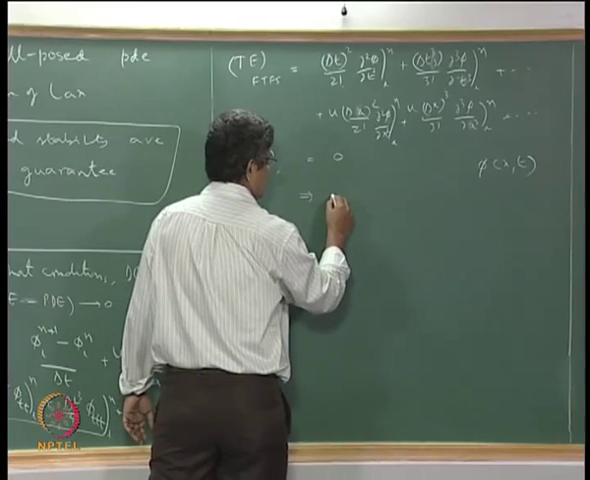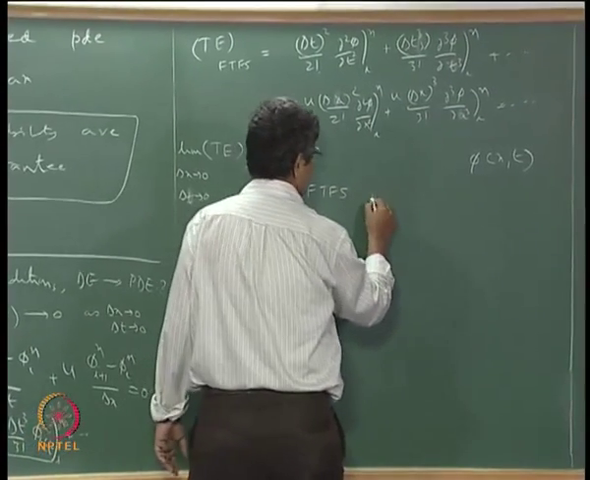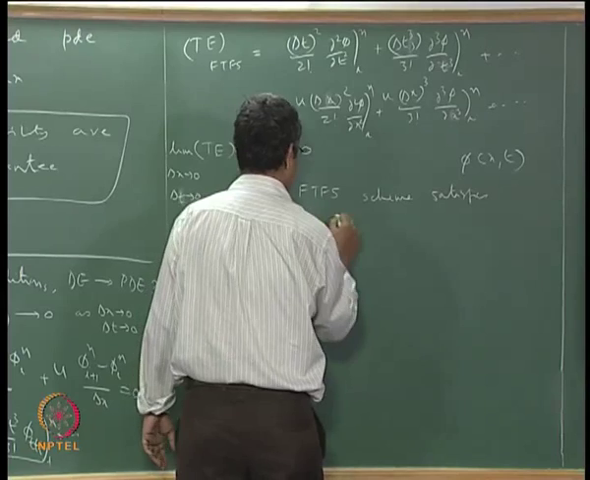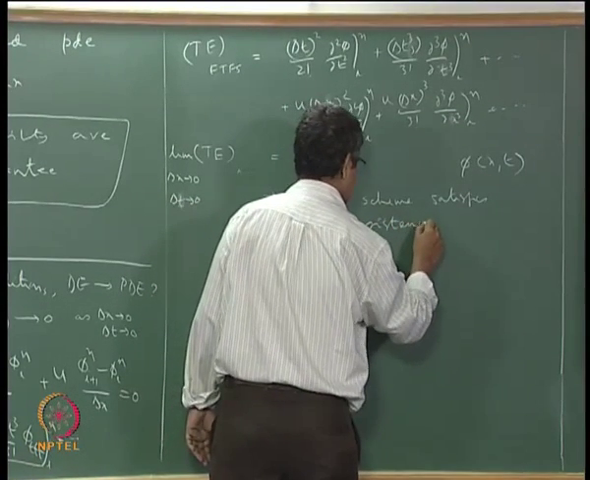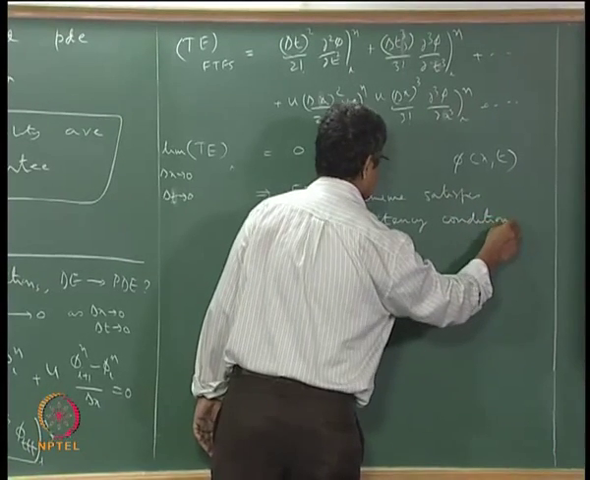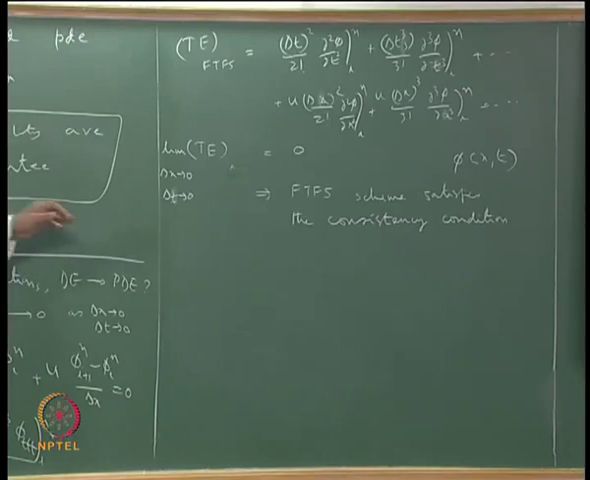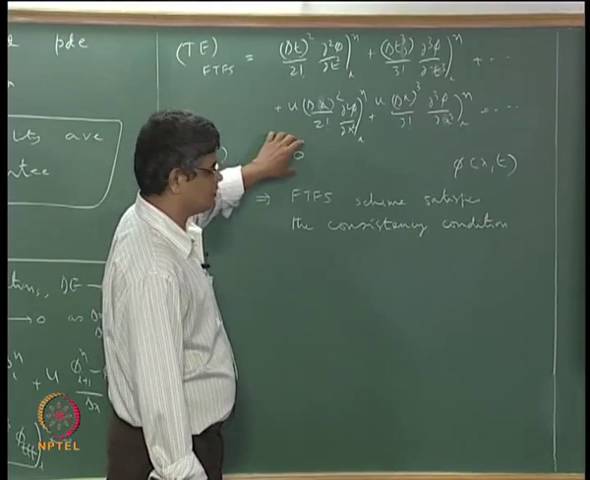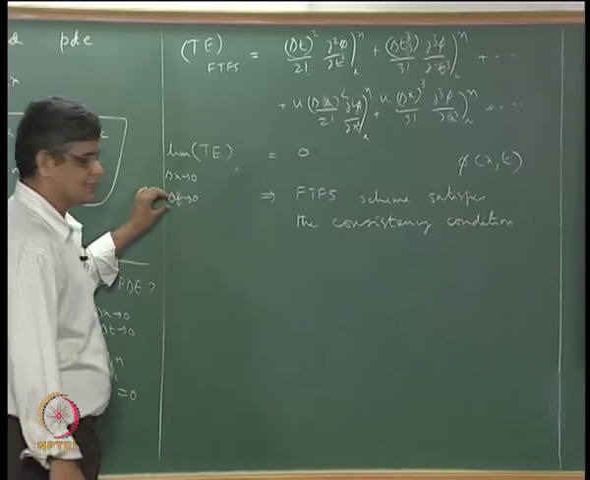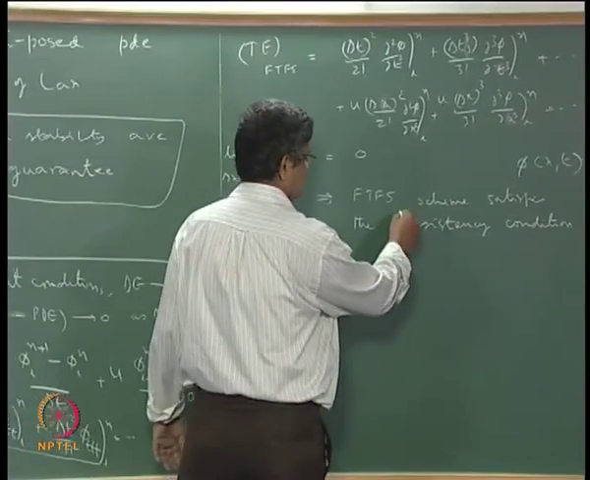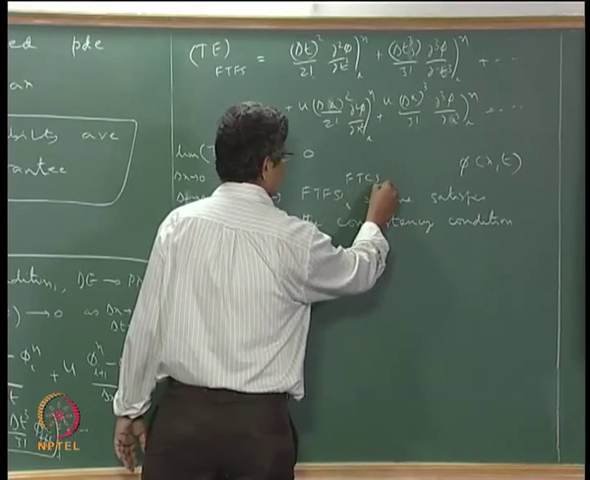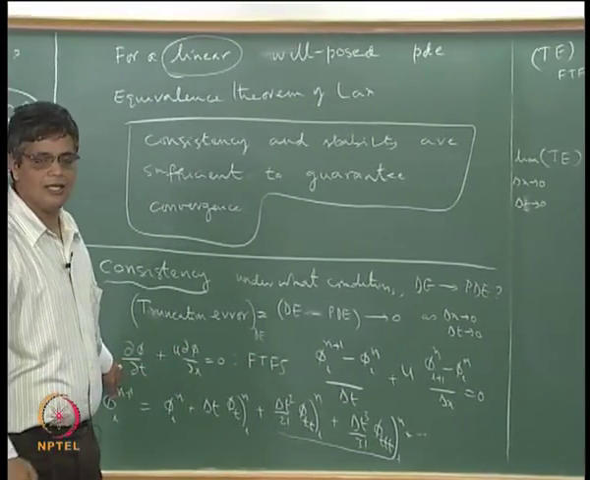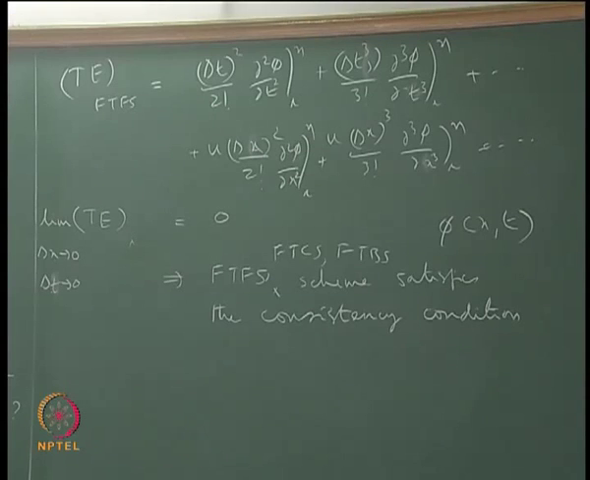So that means that the FTFS scheme satisfies the consistency condition. So we can see that the FTFS scheme has a truncation error which goes to 0 in the limiting case of delta x and delta t tending to 0, and we can also show similarly that the FTCS scheme and the FTBS scheme, all the three schemes that we have employed for this equation, satisfy the consistency condition.